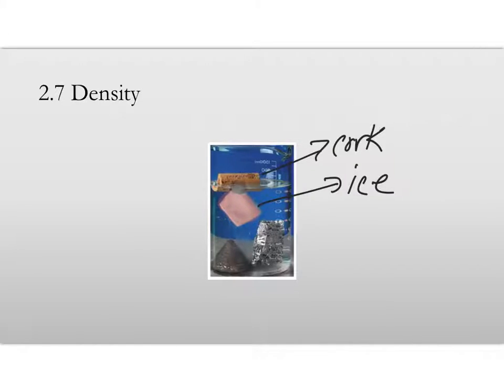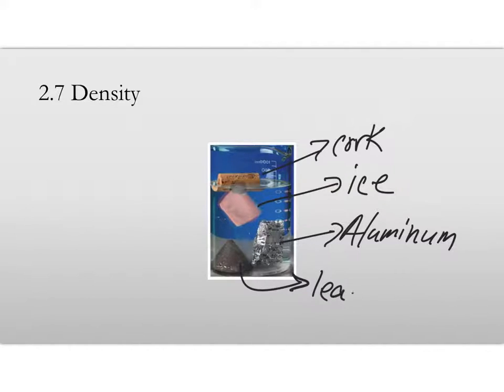There's also water in there, and you have aluminum and lead. Both of those are more dense than water, so they sink to the bottom. Cork and ice are less dense, so they float in the water.